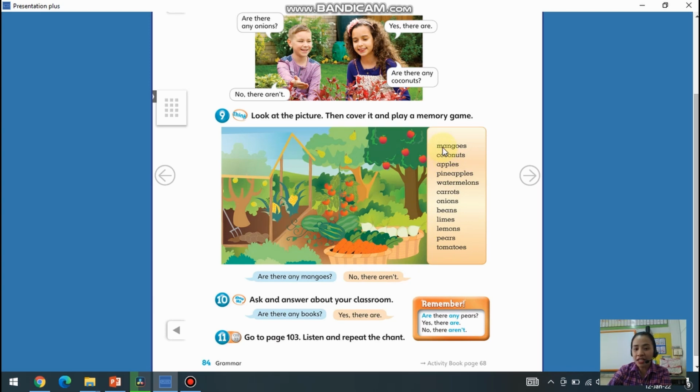Next, are there any mangoes? Can you see mangoes? No, there aren't. Okay, no, there aren't. Are there any coconuts? No, there aren't. This one finished already. Are there any pineapples? Yes, there are.